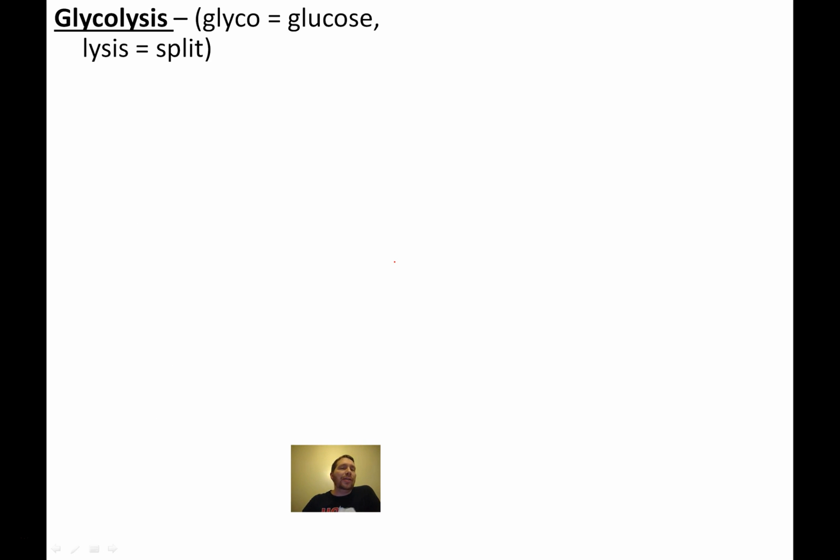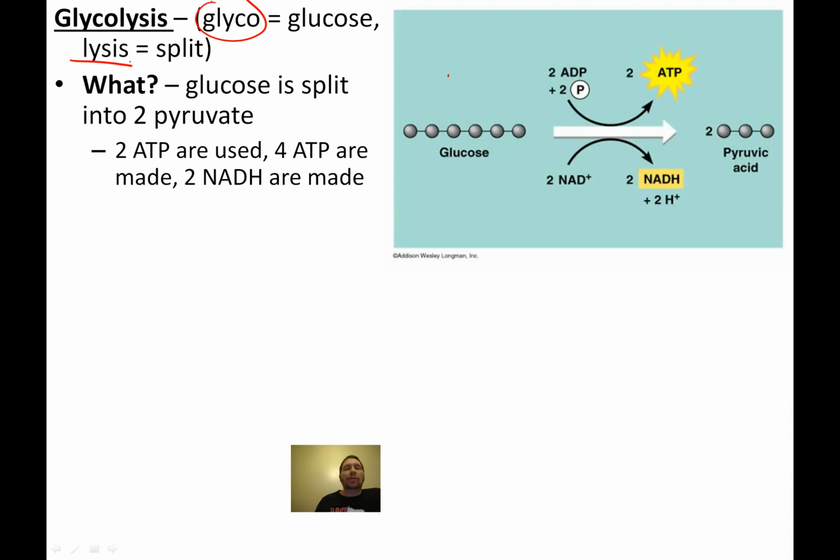The first step in cellular respiration is the process of glycolysis. Now the word glycolysis describes what happens during glycolysis. The word glyco is an old word that means glucose, and lysis means to split. Literally what happens during glycolysis is that one glucose molecule is split apart to make 2 pyruvates. That glucose is a molecule that has 1, 2, 3, 4, 5, 6 carbons in it. If you split that in half, you make 2 molecules of pyruvate or pyruvic acid, each of which has 3 carbons in it.